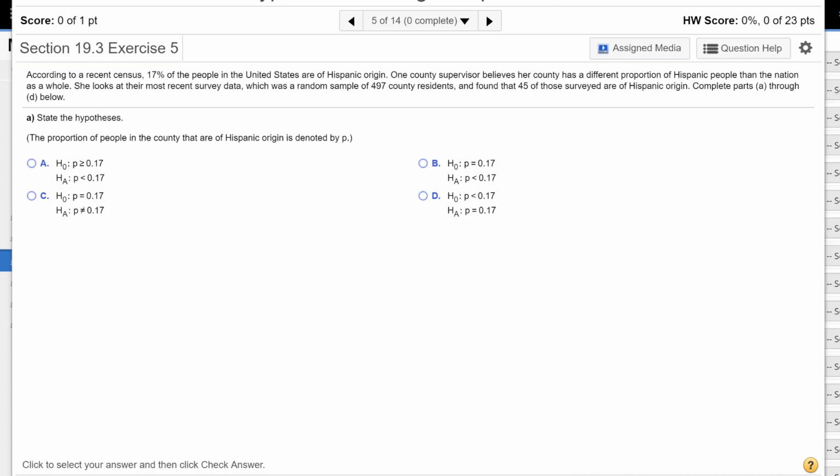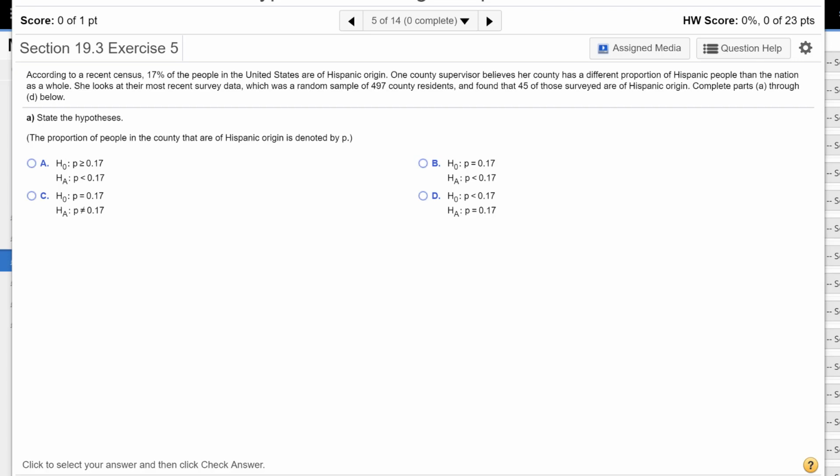Okay, so we're going to set up the null and alternative hypothesis. So the null is always equals. So that eliminates choice A and D. So now we're just deciding on B or C.